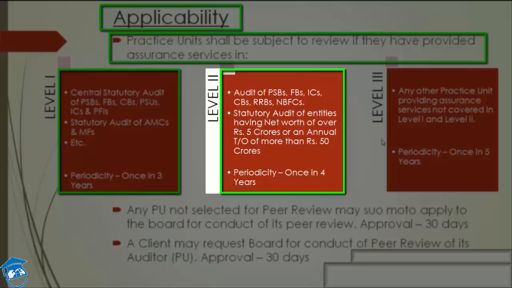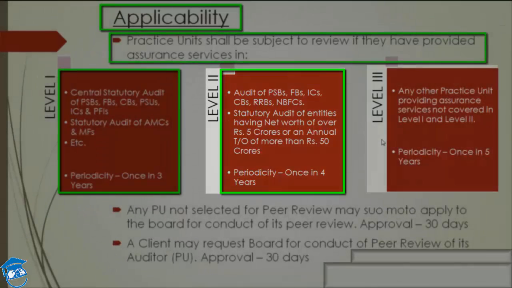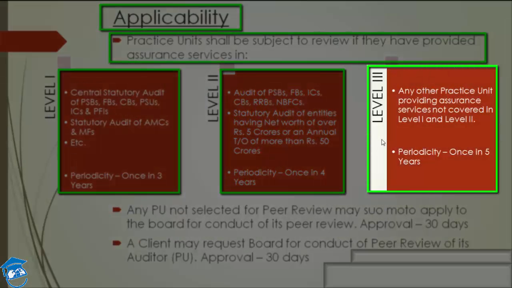That's the only benefit if in case you get covered under level 2. Now lastly comes level 3. What's going to happen and who all will be included under the review in case of level 3? Any practicing unit. Okay guys, any practicing units who have not been covered under level 1 and level 2 will be covered into this. Any practicing unit not selected for peer review, then in that particular case all these ones will be covered under level 3.